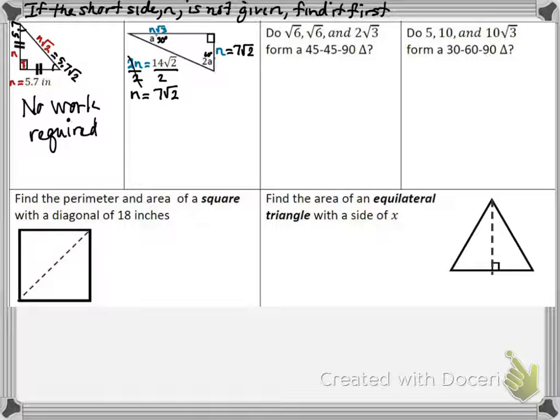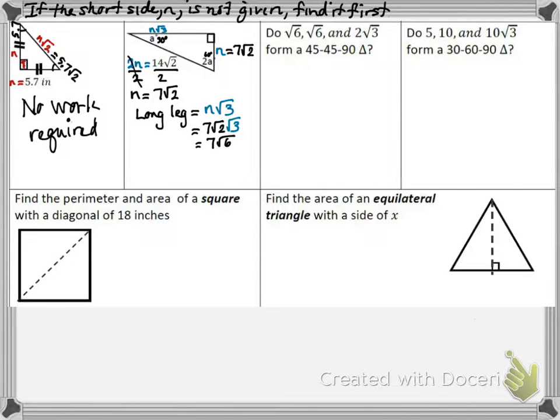And then the long leg is the N root 3. But in this case, I know my N is 7 root 2, but I have to multiply it by root 3. This is 7 root 6.